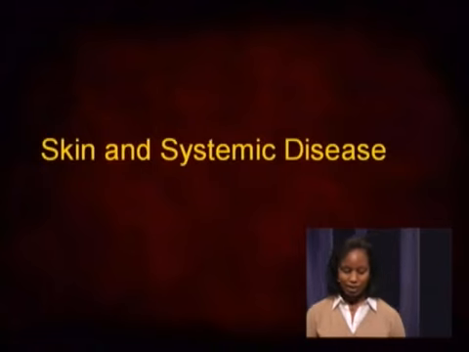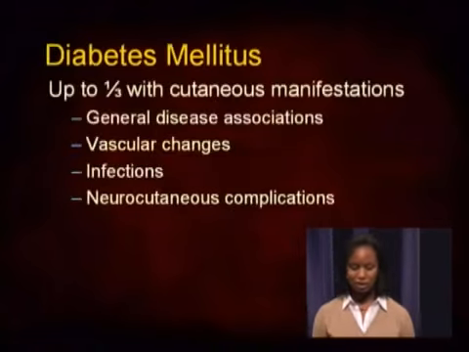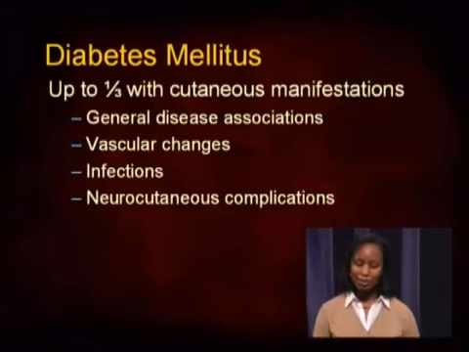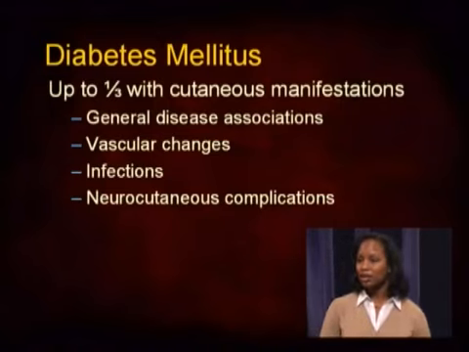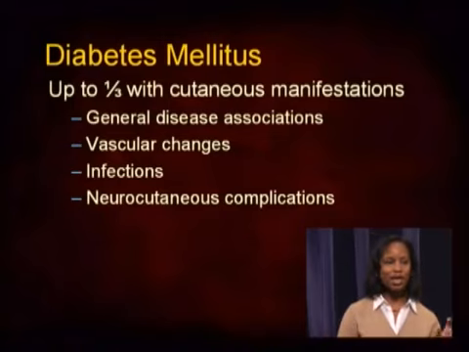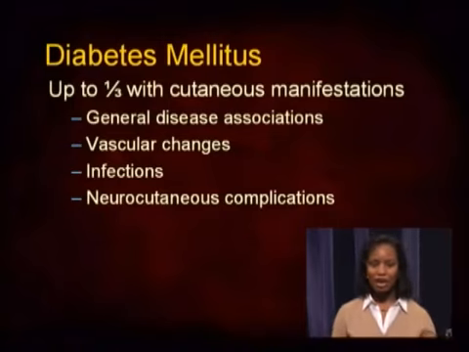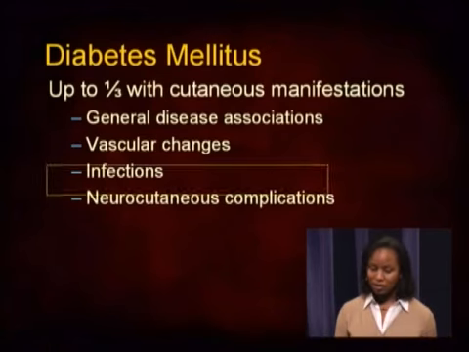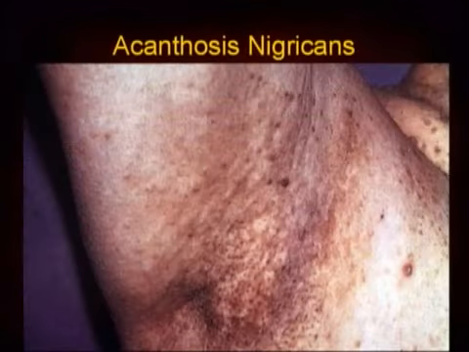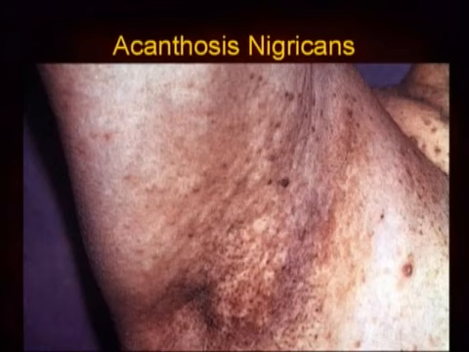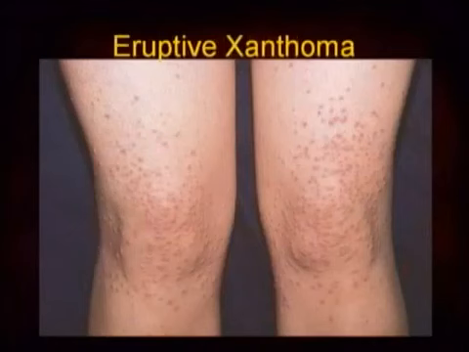And last, we're going to talk about skin and systemic disease. So first up is diabetes, and about a third of patients with diabetes have cutaneous manifestations, and those kind of fit into one of several different categories. There are some general disease associations, and acanthosis nigricans is definitely one of those. So remember that velvety hyperpigmentation that we just talked about, especially in skin folds and on the back of the neck. Eruptive xanthomas are also seen in diabetes, and these are associated specifically with an acute elevation in their triglycerides.